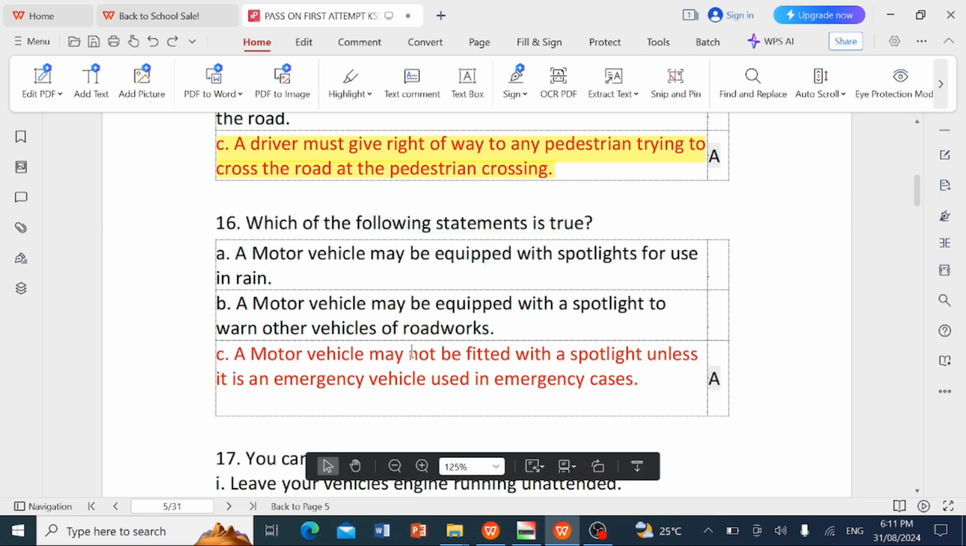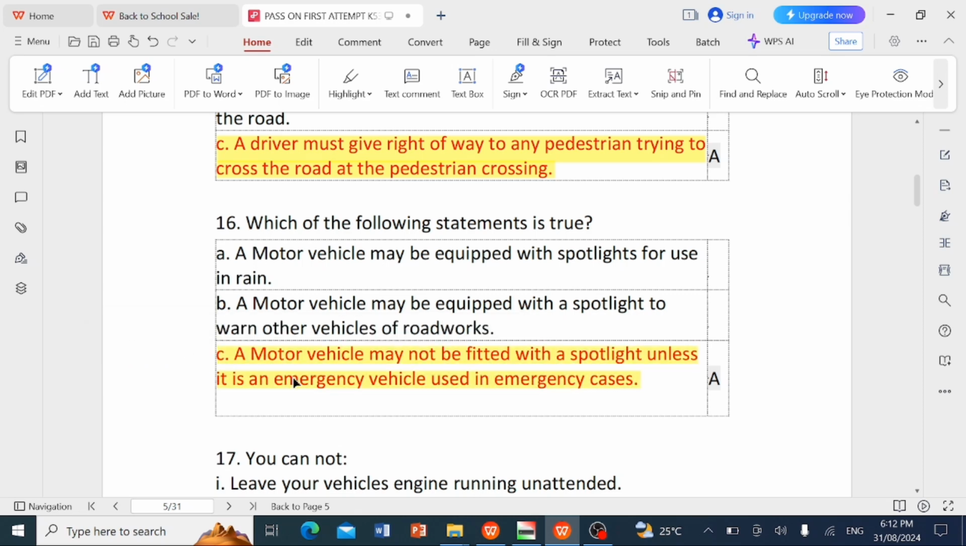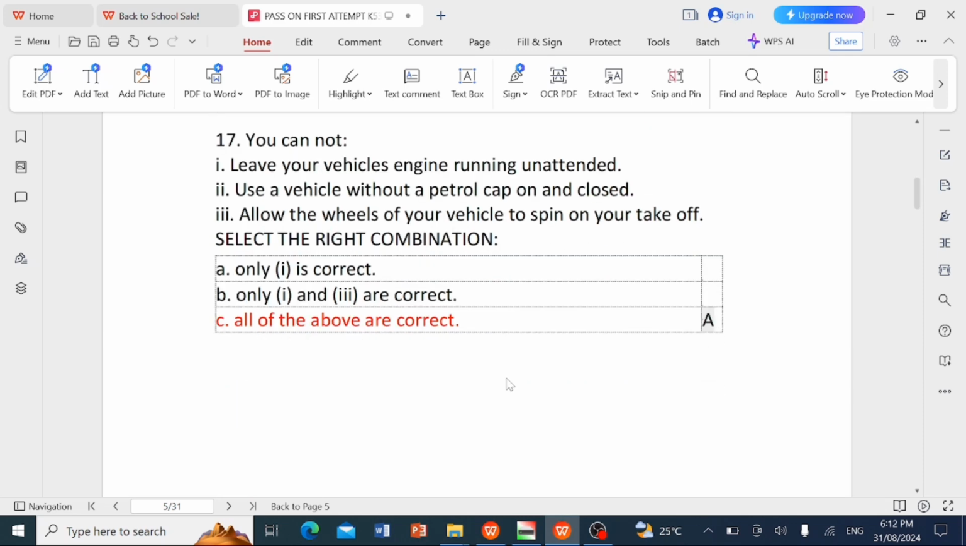Okay, so a motor vehicle may not be fitted with a spotlight unless it is an emergency vehicle used in emergency cases. So spotlights are only used on emergency vehicles. So any vehicle should not just be fitted with spotlights just for the liking of it. So it has to be an emergency vehicle. Okay, so this one is our correct answer. So a vehicle may be fitted with spotlight if it is an emergency vehicle. Okay, so a motor vehicle may not be fitted with a spotlight unless it is an emergency vehicle used in emergency cases.